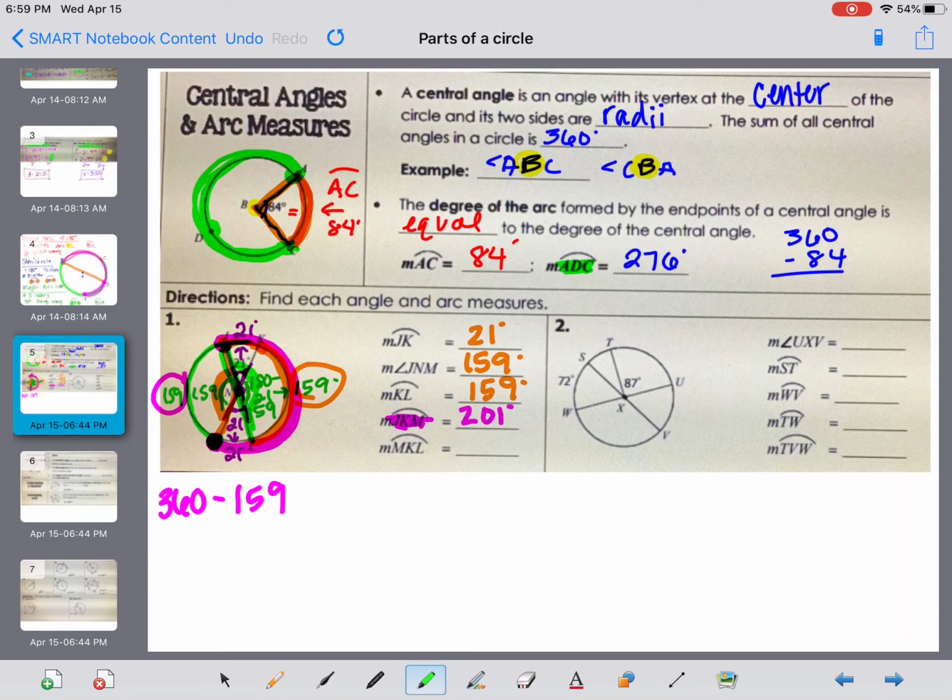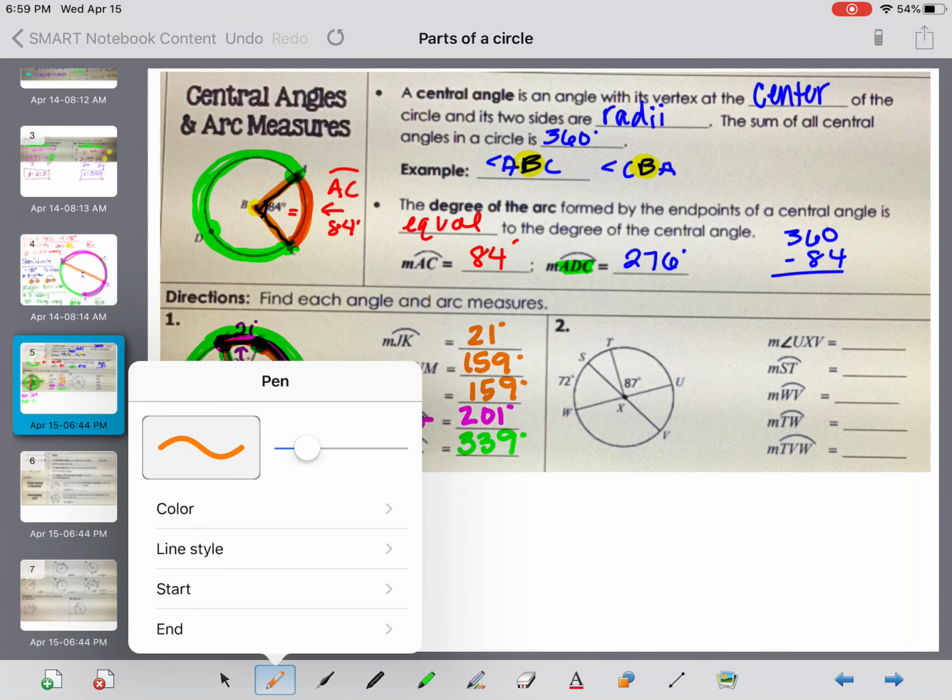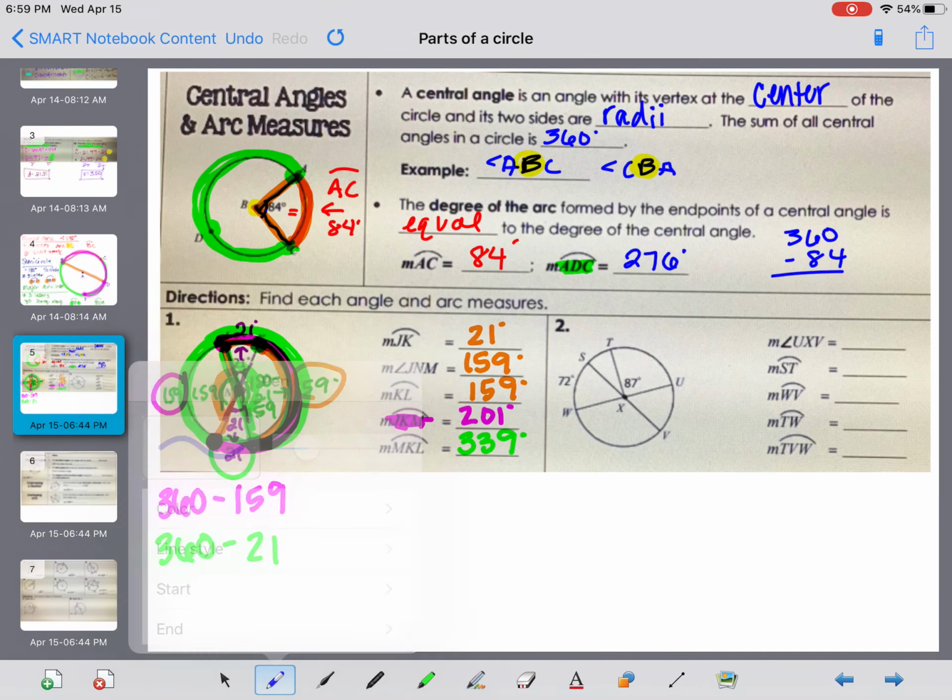And then this last one says MKL. Now let's see if we can figure out what that one's asking for. Starting at M, going through K, and then around to L. So MKL is asking for this whole part of this circle except for this little 21. So we're going to do 360 minus 21. And that gives us 339 degrees. All right, let's move to the next question.